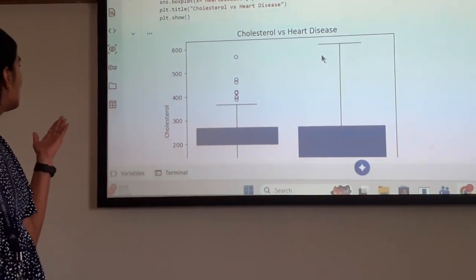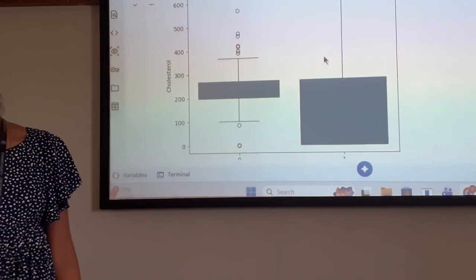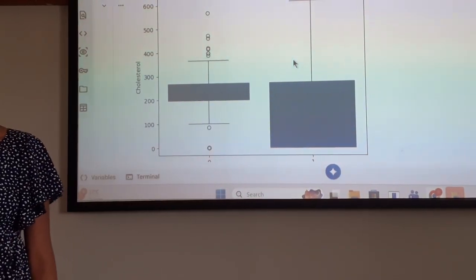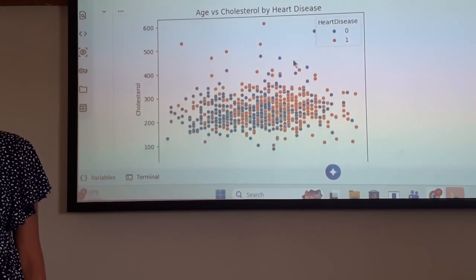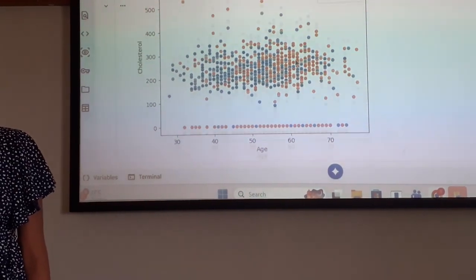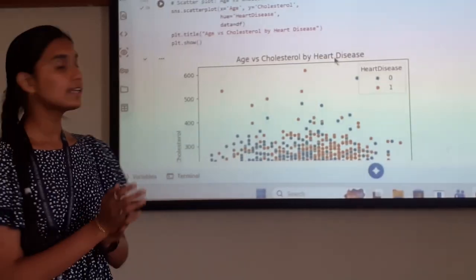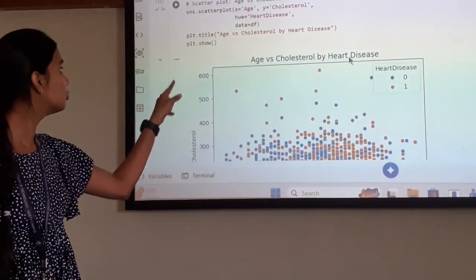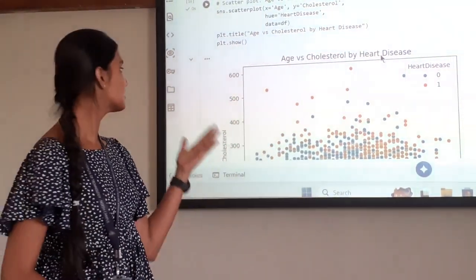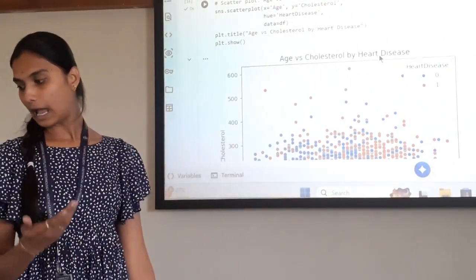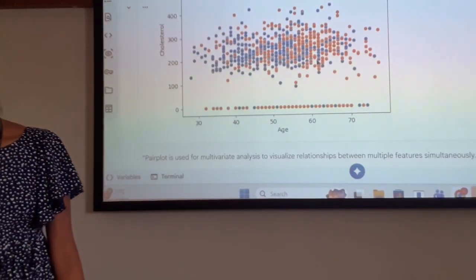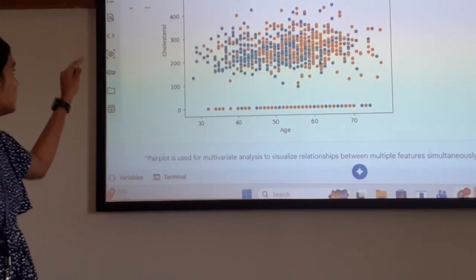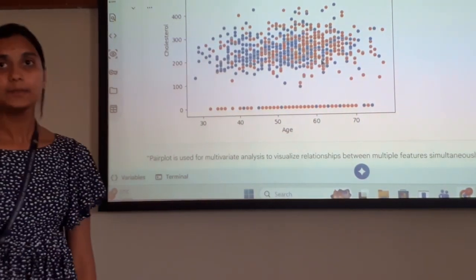Next, moving on to cholesterol and heart disease. Here it is showing that people with cholesterol between 200 to 300 have heart diseases more. And next, moving on to the scatter plot, based on age and cholesterol, for those having heart diseases, where blue indicates people not having heart disease and orange indicates people having heart disease. Around 50 to 60 age people have more heart diseases, and people with cholesterol between 200 to 300 have heart diseases.